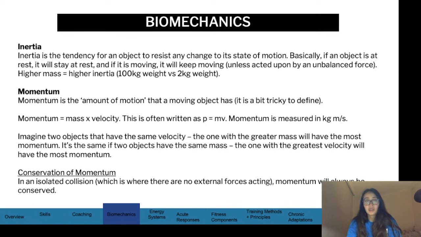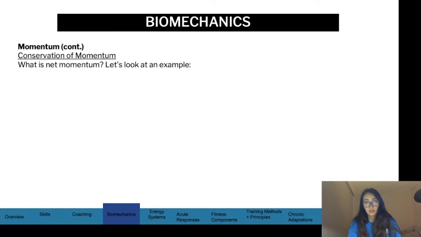So imagine two objects have the same velocity. The one with the greater mass will have the most momentum. And it's the same with two objects with the same mass. The one with the greatest velocity will have the most momentum, okay? Something to note is that momentum is conserved in a collision. So when there are no external forces acting in a collision, momentum will always be conserved. What this means is that the total net momentum before the collision is equal to the total net momentum after the collision, okay?